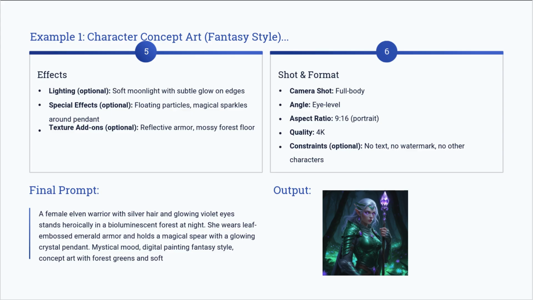Final prompt: a female elven warrior with silver hair and glowing violet eyes stands heroically in a bioluminescent forest at night. She wears leaf-embossed emerald armor and holds a magical spear with a glowing crystal pendant. Mystical mood, digital painting fantasy style, concept art with forest greens and soft purple tones. Floating particles and magical glow effects, full body, eye-level shot, 9:16 portrait, 4K, no text or watermarks. This is a complete, vivid, and professional prompt, ready for high-quality AI image generation.